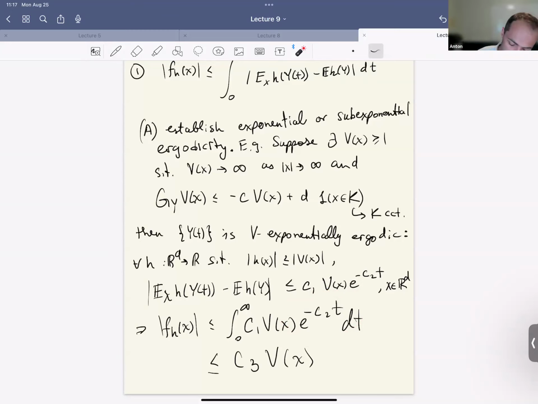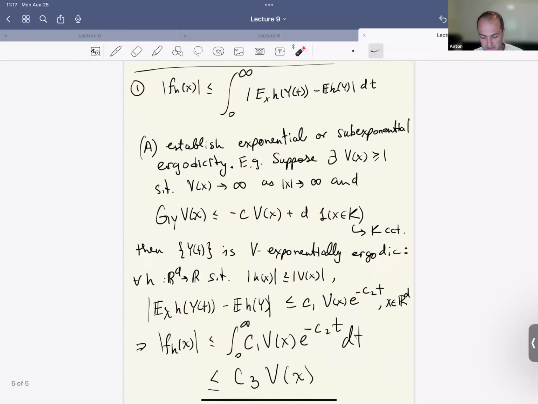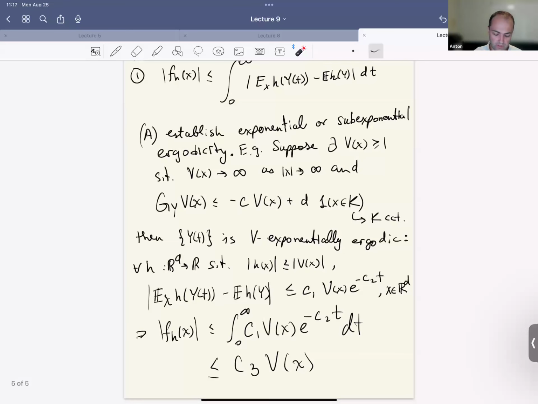Okay, now I said exponential ergodicity or sub-exponential ergodicity. Sub-exponential ergodicity is basically you can have a weaker drift condition to satisfy, and you get that the convergence to stationarity is not exponentially fast, but it's guaranteed to be polynomially quick in terms of t. And that's good enough. Now, why is this a good idea?